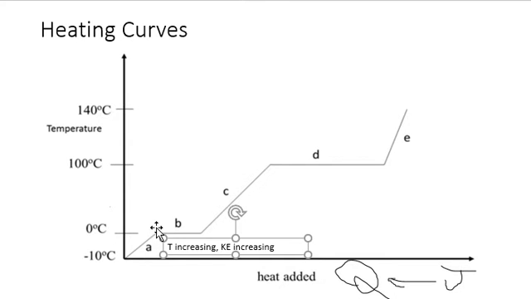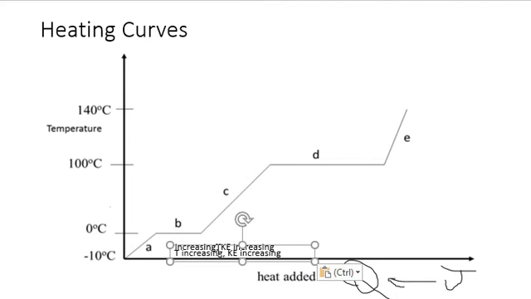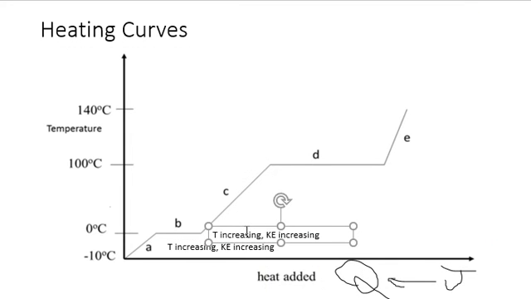Then we hit 0 degrees Celsius and something weird happens. We're still adding heat, but our temperature remains constant. So our temperature is constant. We know our kinetic energy stays the same. So what's going on at this point?